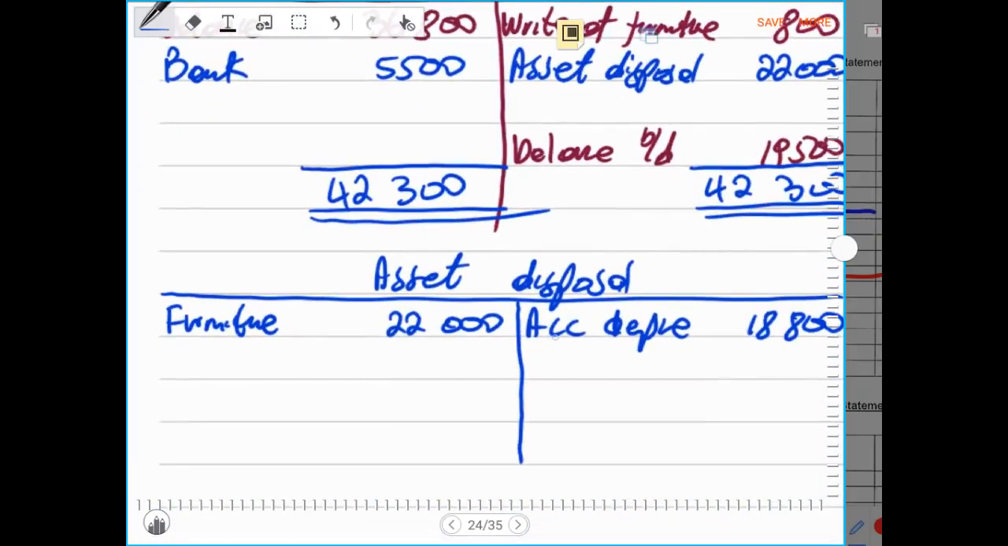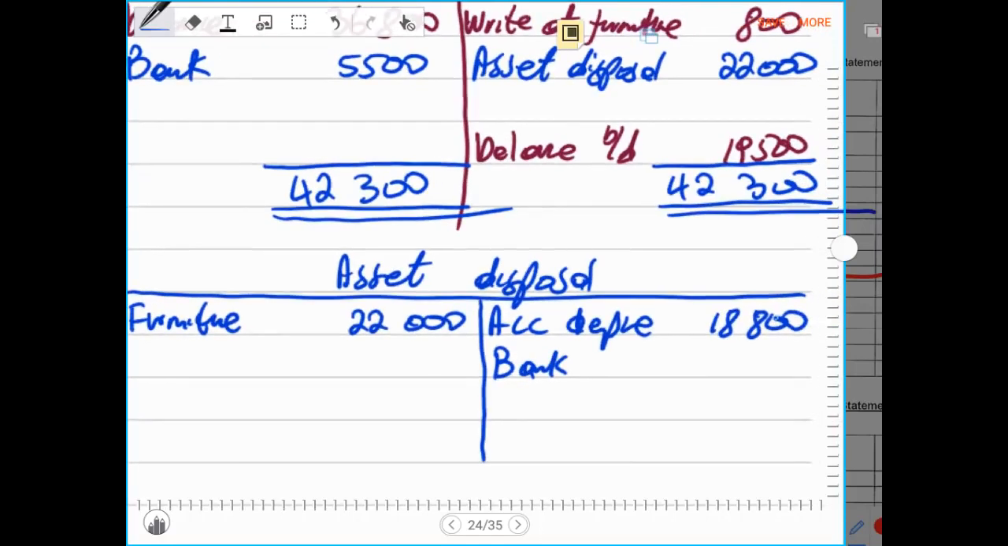And we know that it was sold for cash. Therefore on the credit side we record bank, money that was received. And bank will be 8,000 rands, money that was received on the sale of this furniture. Then the difference will be a profit. We already know that there was a profit, and the profit was 4,800.